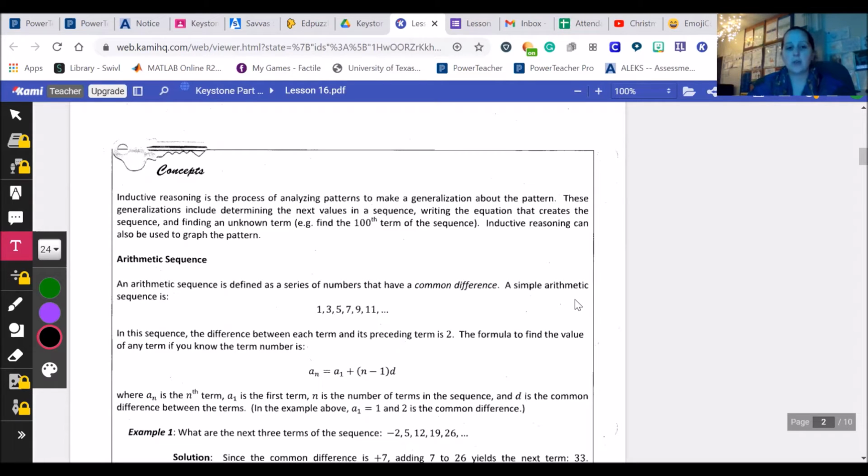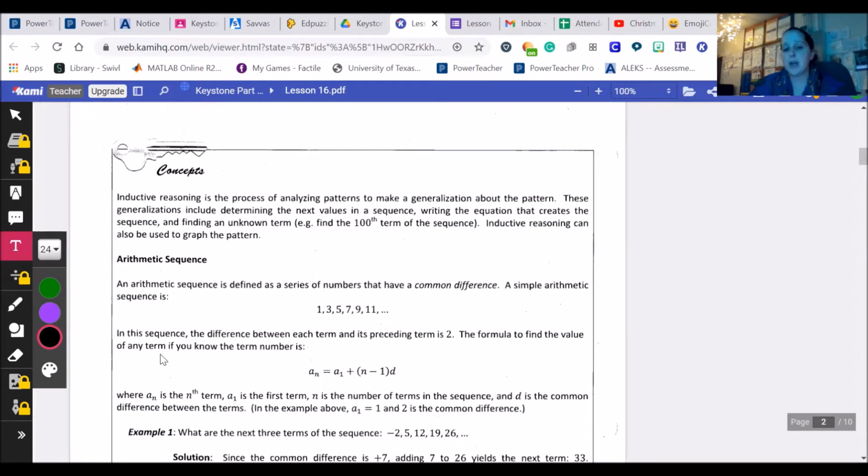An arithmetic sequence is defined as a series of numbers that have a common difference. A simple arithmetic sequence is 1, 3, 5, 7, 9, 11. Each term, you're adding 2 to it, or you're subtracting 2 from the next term. In this sequence, the difference between each number and its preceding term is 2. So 3 minus 2 gives me 1, 5 minus 2 gives me 3.